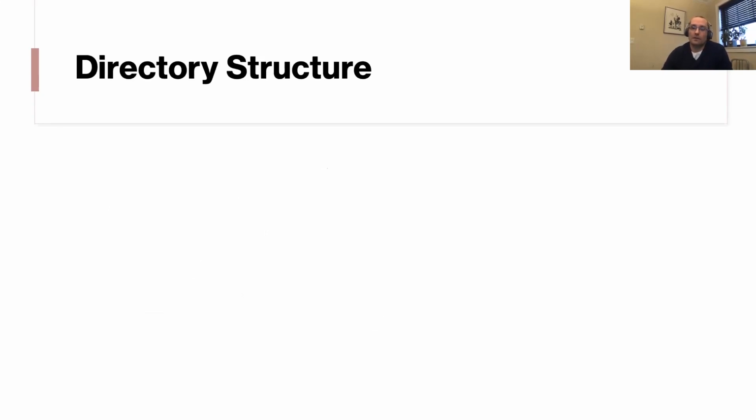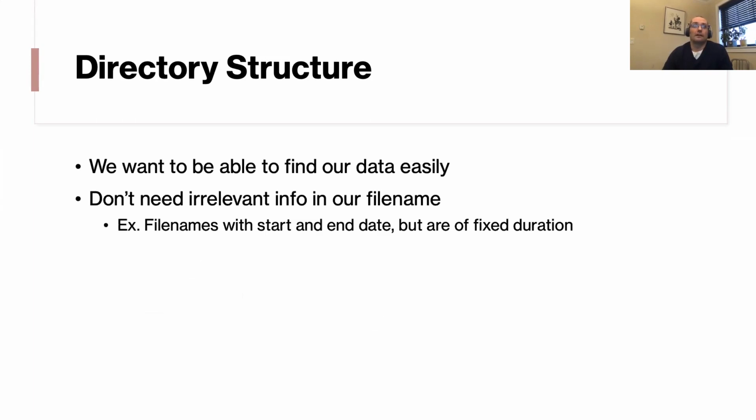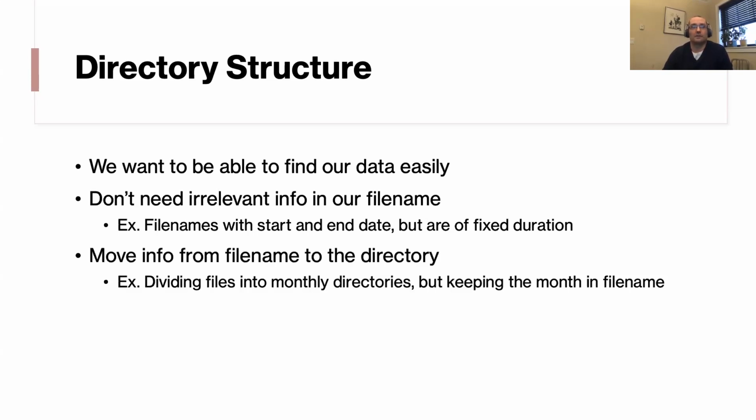So next, we'll talk a little bit about directory structures. The whole point is we want to make our data easily findable. So one thing we don't want is irrelevant information in the file name. One example we came up with: we had files that had both a start date and an end date in the file name, but they were all the same duration. So the end date was irrelevant in this case. That's one way of cutting down useless information.